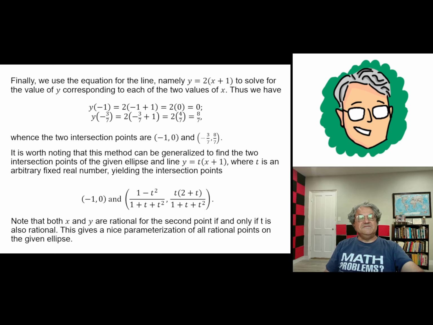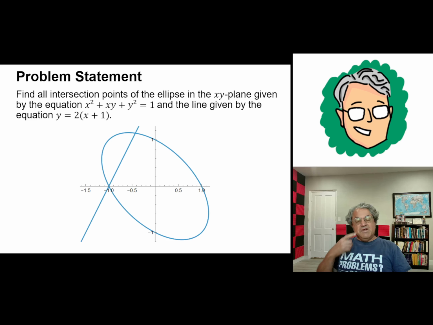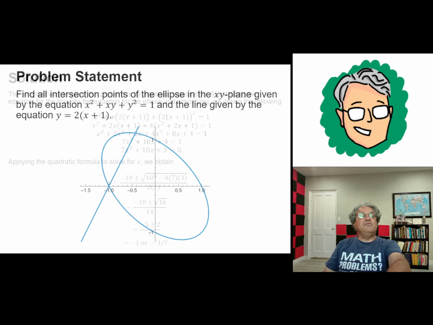I mean, it is nice to start with a line of the form y equals t times x plus 1, where t is an arbitrary real number. That just gives you a line of arbitrary slope passing through the point negative 1 comma 0. So you know that one of the points is going to be minus 1 comma 0, but the other point depends on t. And what's nice about this problem is that if t is any real number, you always get 2 points. You always get a second point, and you can solve for it with exactly the same method we used here.